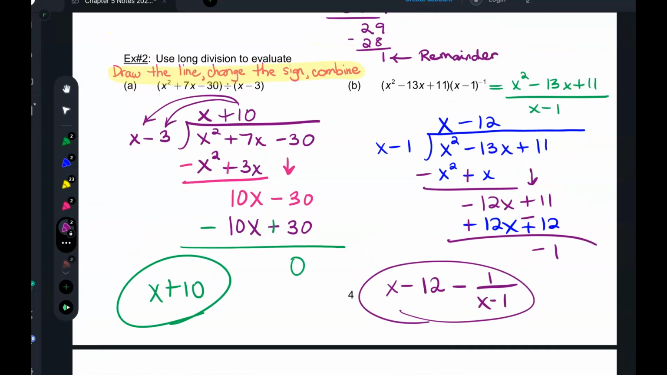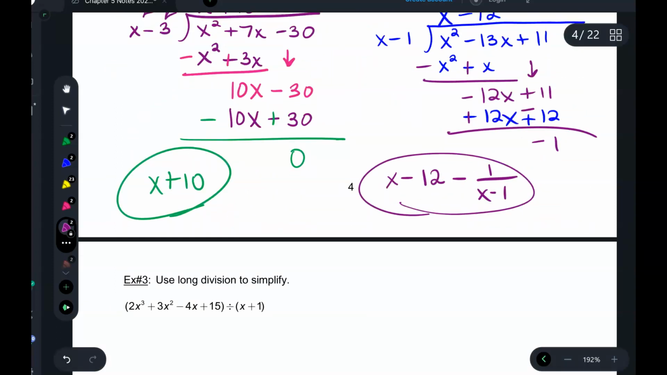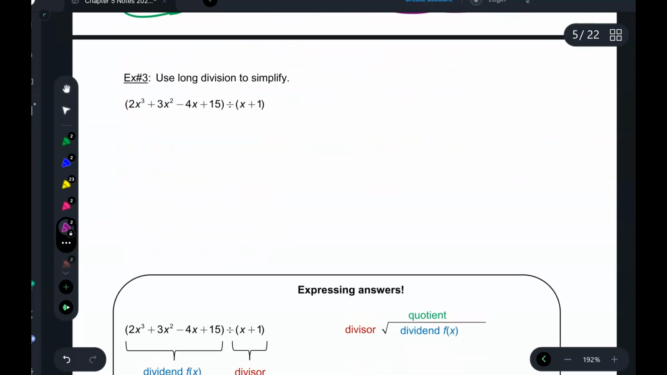So where do you get plus x? No, it's x squared minus 1x, and then when we drew the line, changed the sign, and combined, I made it a plus. I was getting confused because I saw the negative 12. Oh, got it. Okay, let's try this one.